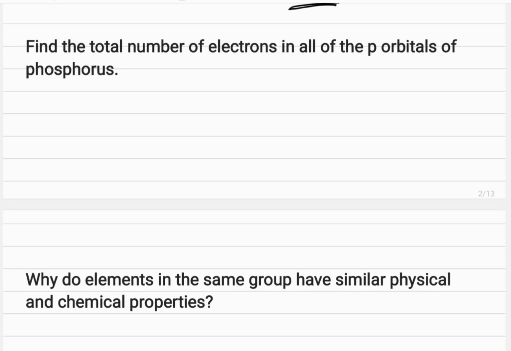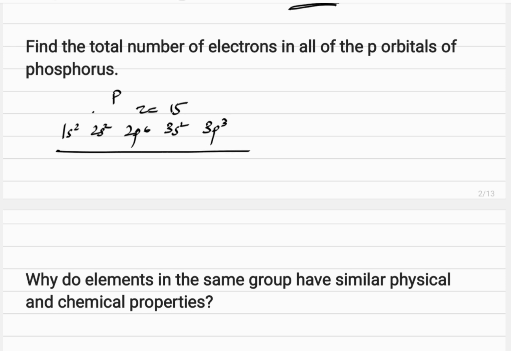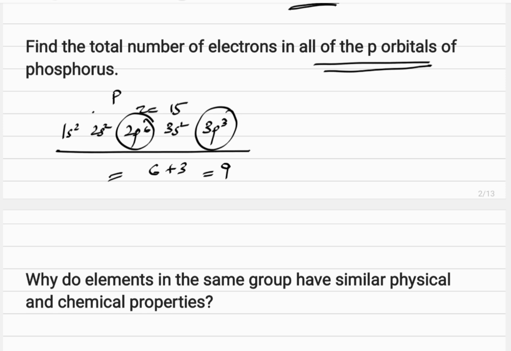Find the total number of electrons in all of the p orbitals of phosphorus. For phosphorus we know the atomic number, which is 15. So let's write the configuration: 1s2, 2s2, 2p6, 3s2, 3p3. The total number of electrons in all of the p orbitals: we have 2p6 and 3p3, so the total number of electrons would be 6 plus 3 equals 9.